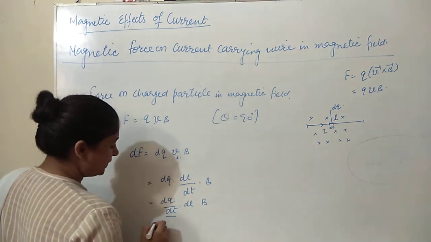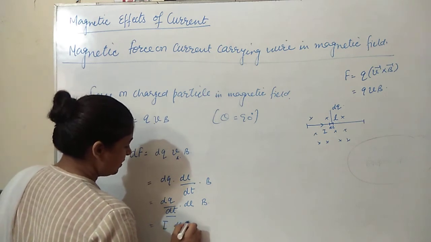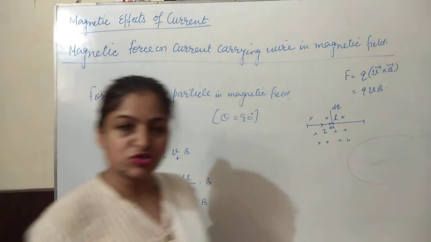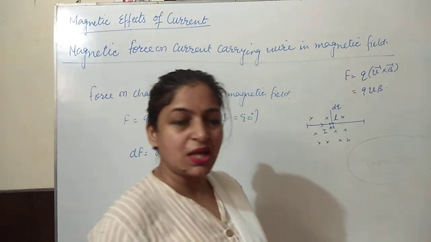What is dq over dt? This is I. So dF equals I dl cross B. This is the small force on the current carrying wire having a small length dl.